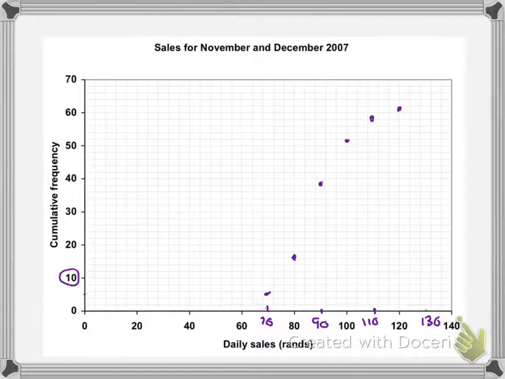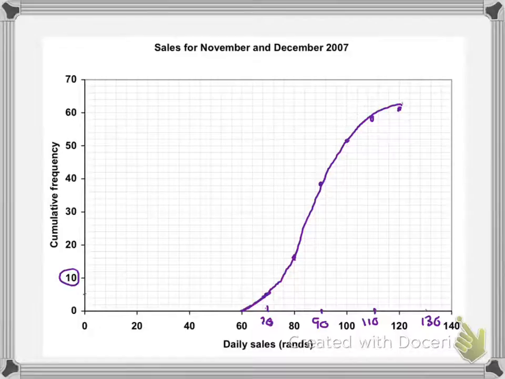Right, so I've plotted all the dots. You now need to join them in a smooth curve. Most of the time your ogive will be an S shape. Now, this interval 60 to 70, the foot began at 60. So what we do is we peg down to naught at the beginning of that interval. In other words, there were no daily sales less than 60, so we need to indicate that. Okay, so there is my ogive.